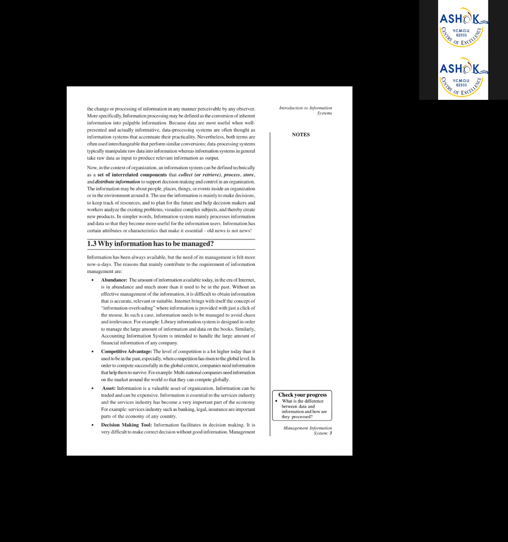In simpler words, information systems mainly process information and data so that they become more useful for the information users. Information has certain attributes or characteristics that make it valuable. Old news is not news.